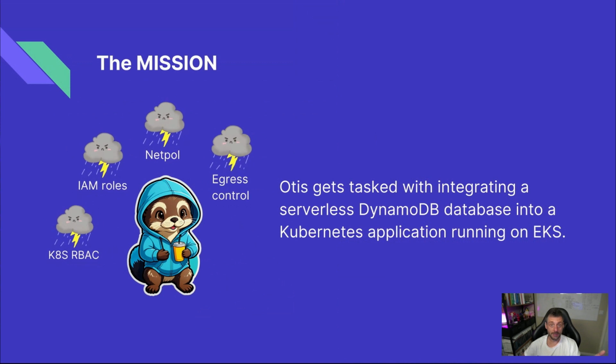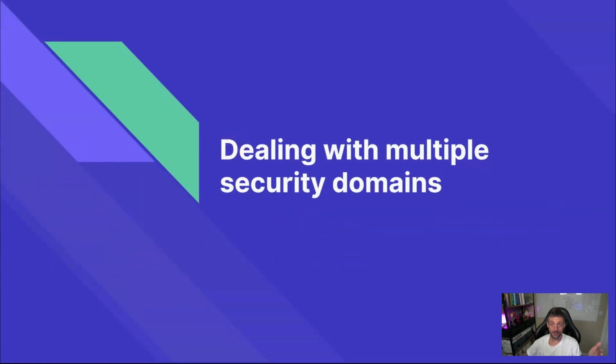The security domains he has to tackle are pretty extensive. He needs to set up Kubernetes RBAC to create service accounts, IAM roles to access the DynamoDB table, Kubernetes network policies to keep the application services locked down, and figure out how to implement egress control so he can limit external access to only the public services he actually needs. That's a lot for an otter to handle. But first, let's take a look at what Otis actually has to do before he can even start writing code. We'll begin with the AWS requirements and then follow up with the network security aspects.